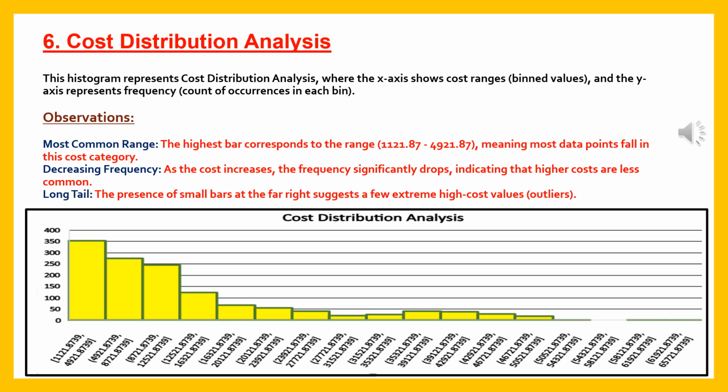So the x-axis represents bin values and the y-axis represents frequency, the number of occurrences. So the most common cost bracket is the highest bar. From the range 1121.87 to 4921.87, which means most of the data points fall in this category.